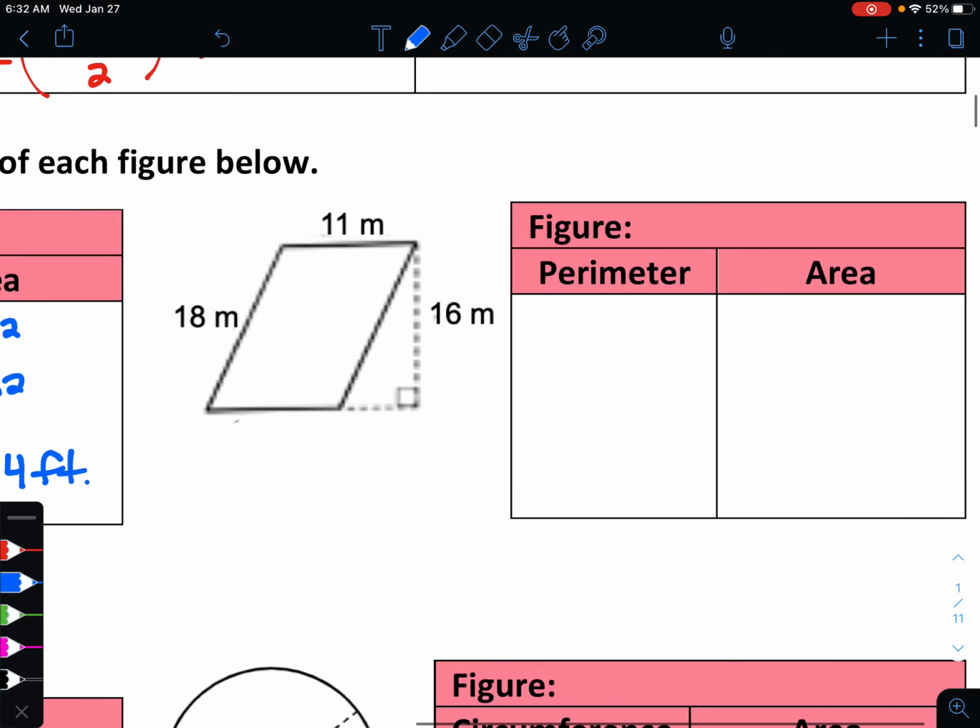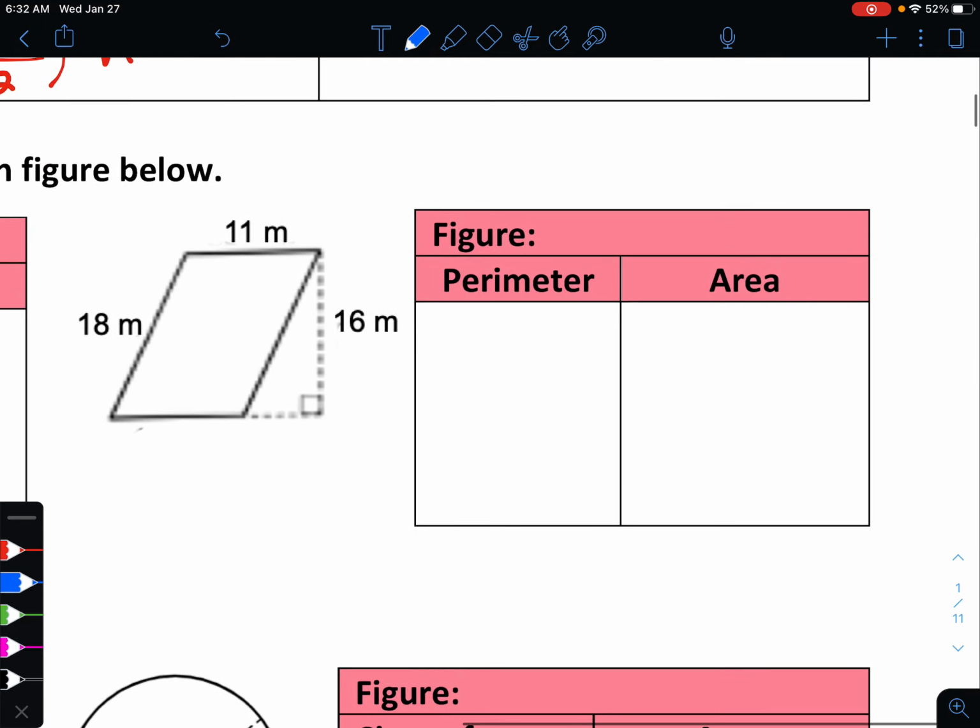All right. For this next example, we have a parallelogram. So for our figure, we'll go ahead and use that as our label. So parallelogram. So for our perimeter, let's label our other side. So if this side is 11, then that means that this side is also 11. And if this side is 18, that means that this side is also 18. Now, as you can see, the height of the figure is 16. So that'll be important when we want to find the area.